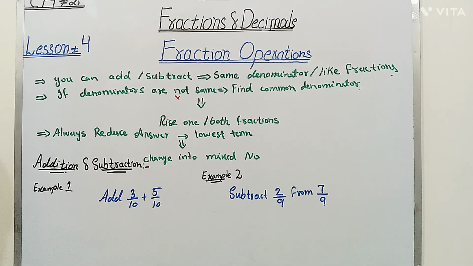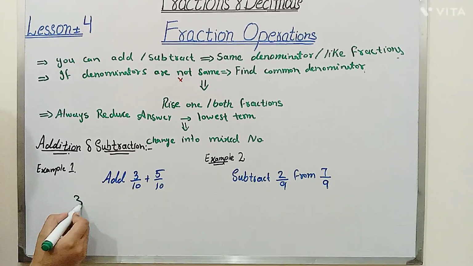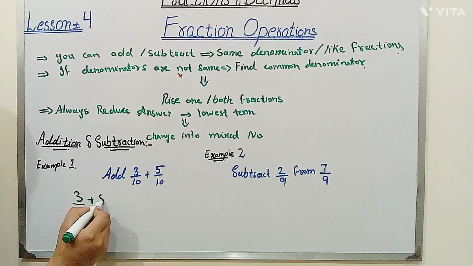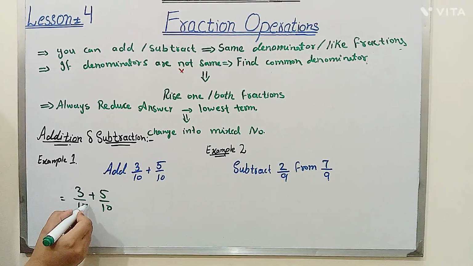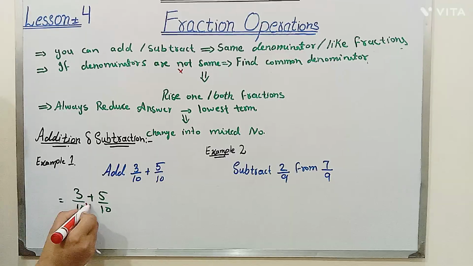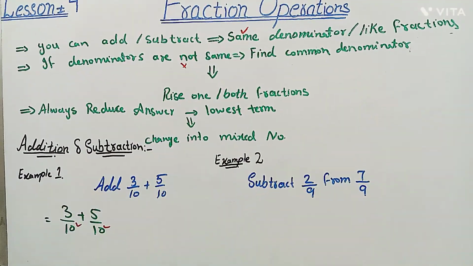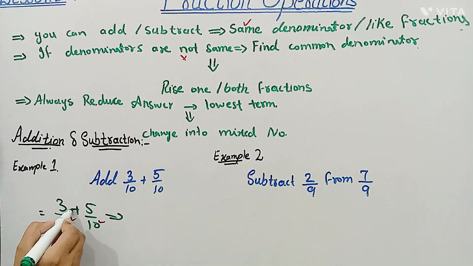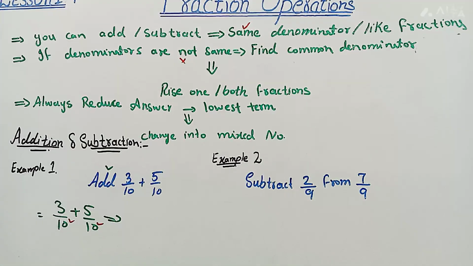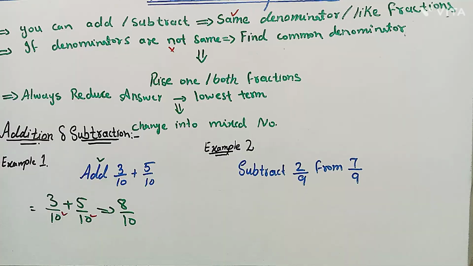Now addition and subtraction. Example number 1: 3 by 10 plus 5 by 10. You know that there is a 10 and a 10. These have the same denominator, so they are called like fractions. So you can directly add or subtract them. There is a plus sign. Add 5 plus 3, 8 by 10.